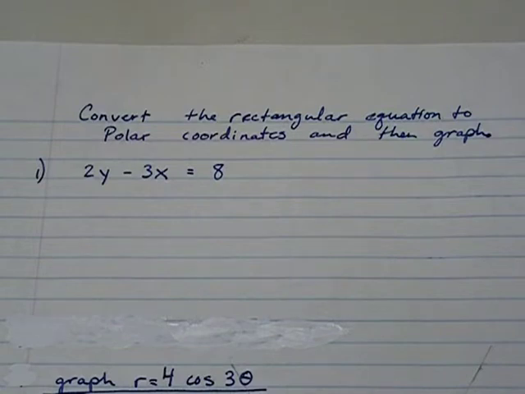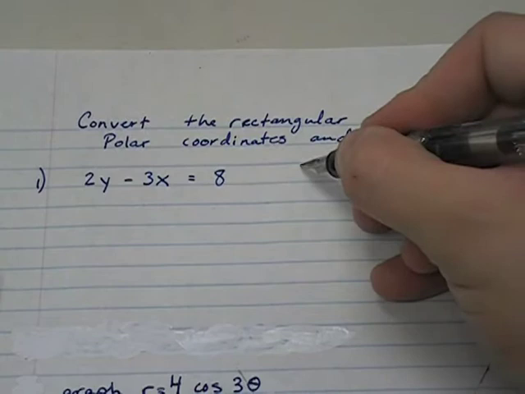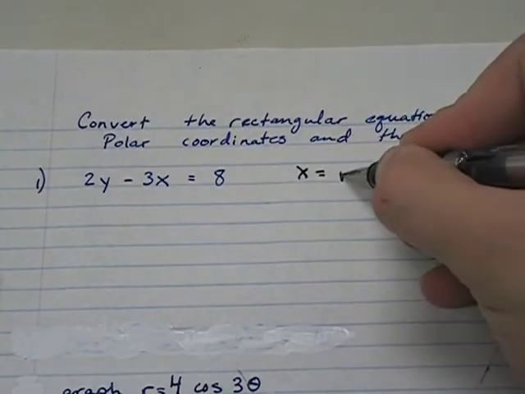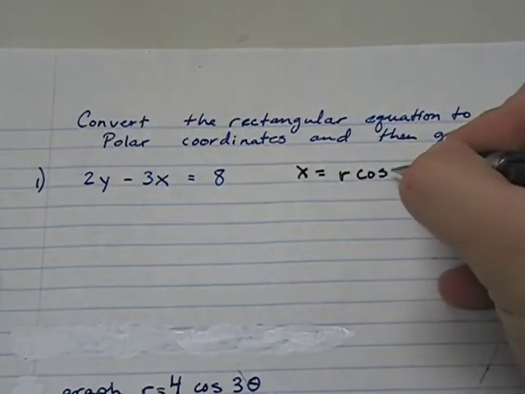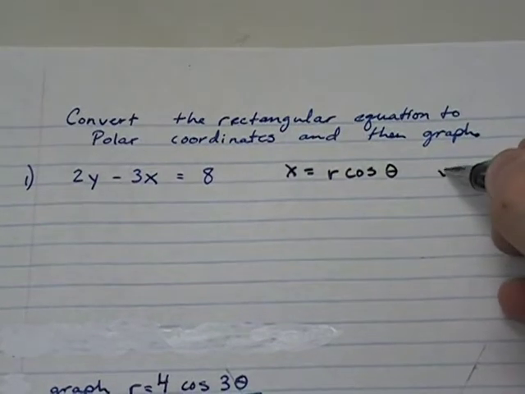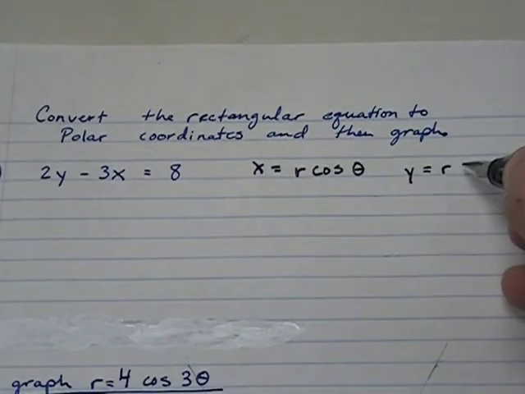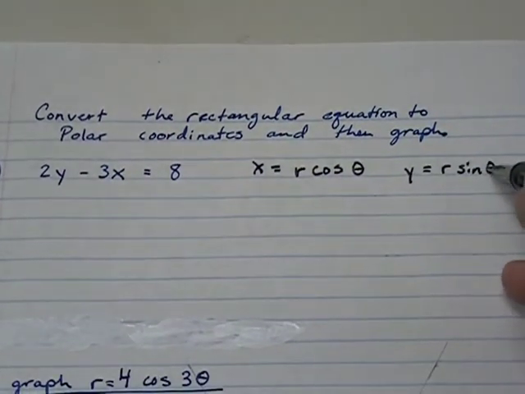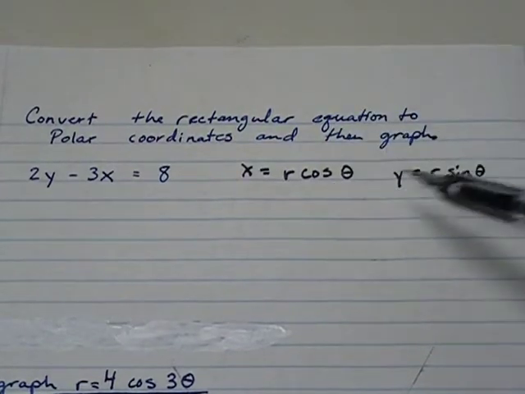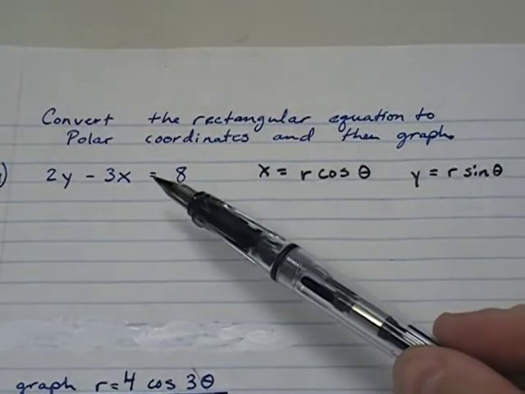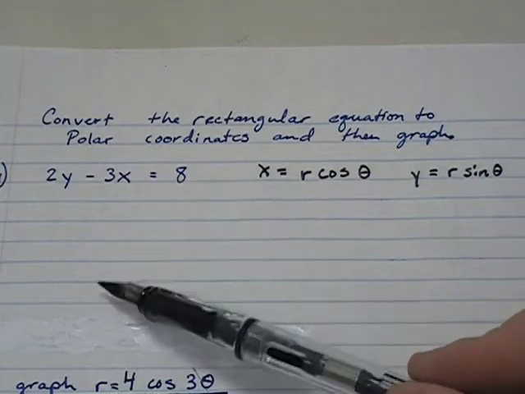Now, in a previous video, I gave you a formula that you can use, and we developed this formula using a right triangle. And what we said was, and I'll go ahead and write it down for you, x is always going to be r cosine of theta, and y is always going to be r sine theta. Okay, so we're going to use those two equations to turn this into polar coordinates.